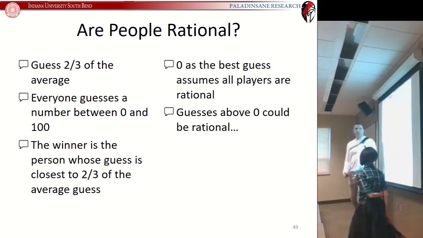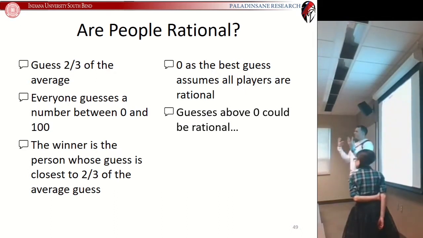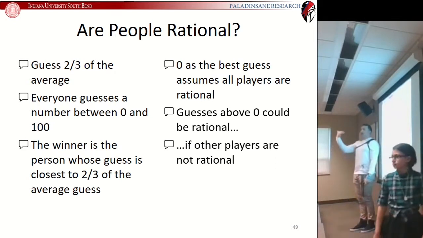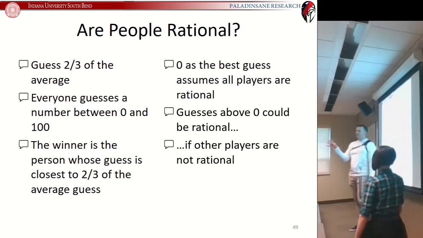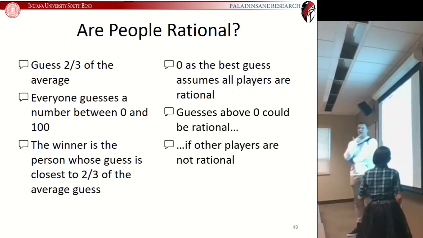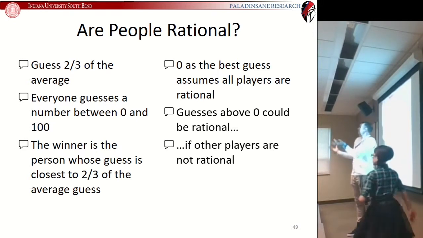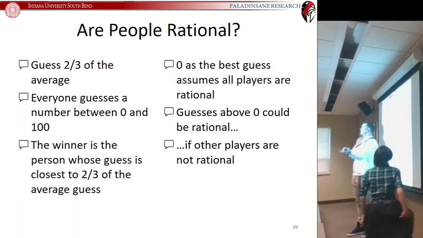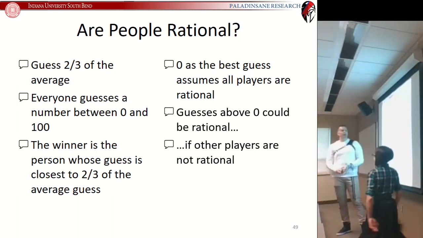So if you guessed above 0, there's 2 possible explanations for that. One is that other players are not rational. So you might have been able to figure out and say, you know what, 0 is a rational solution. But I don't think anybody else here is going to get that. I don't think anybody else is going to figure that out. So then what do you do? You start thinking, what are they going to do? Are they all going to say 50? In which case 2/3 of 50 is going to be 33. Should that be my guess?